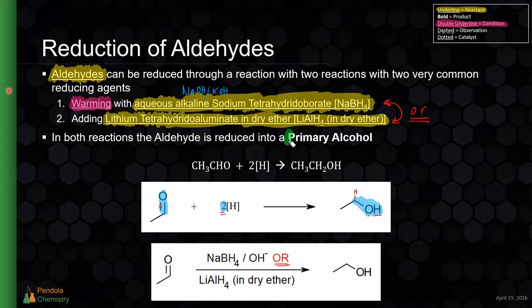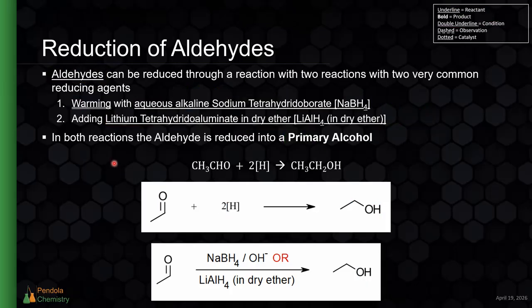And in both scenarios, the product we would get out of this is going to be a primary alcohol. Because the carbonyl group on an aldehyde is in the terminal carbon at the end, when it gets turned into an alcohol, that alcohol is going to be on the terminal carbon, meaning that we will get a primary alcohol out of this reaction.